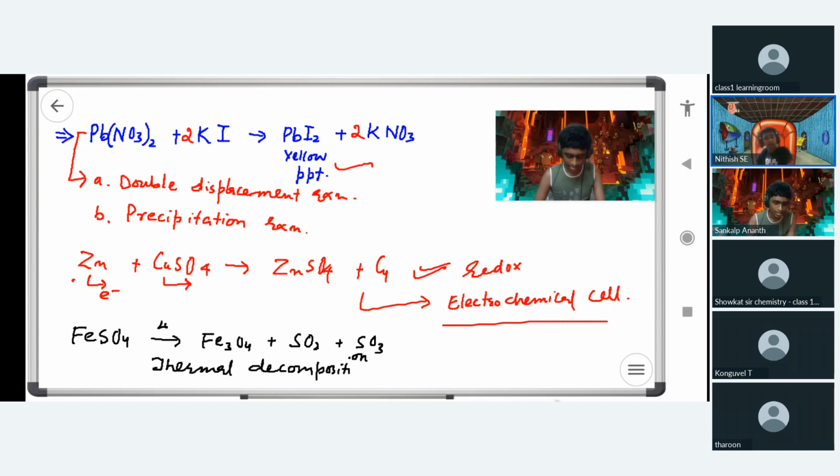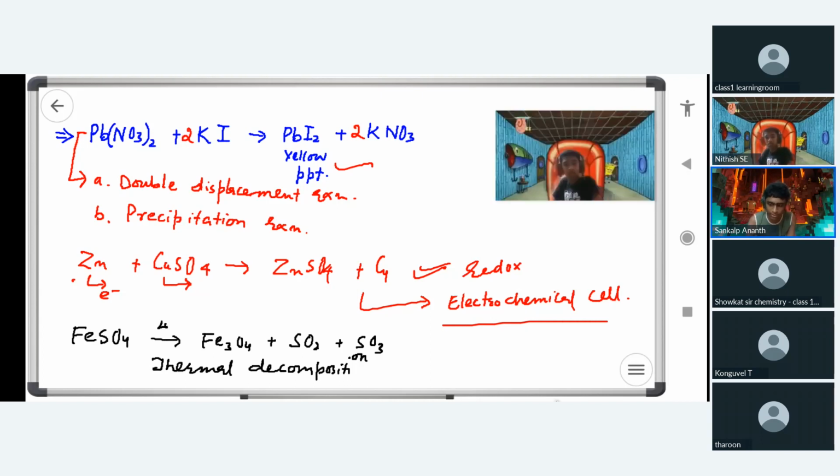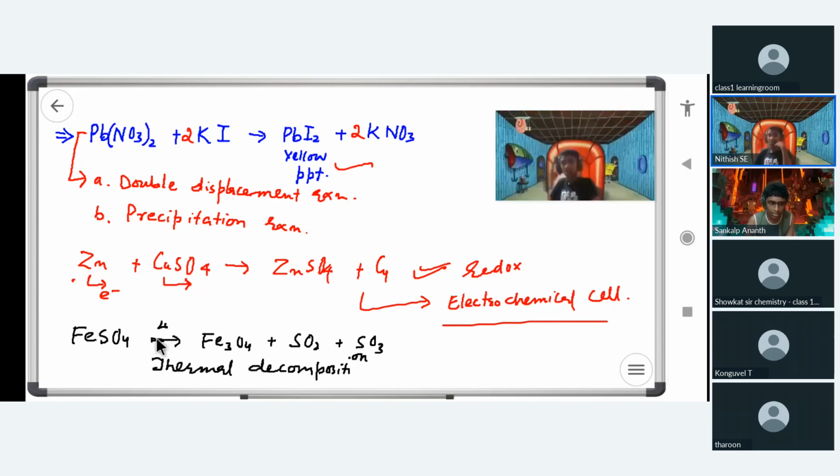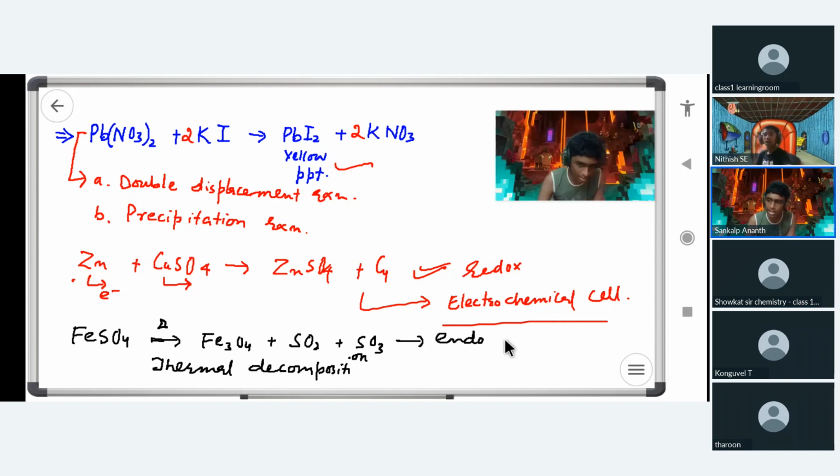Sir, there is sulfide. So in thermal decomposition, it has to be only absorption of heat energy, right? Not evolution of heat. That's a totally different thing. In thermal decomposition reaction, heat is involved. Heat is needed. It is definitely endothermic. Yeah, that's what I said. It's also endothermic.